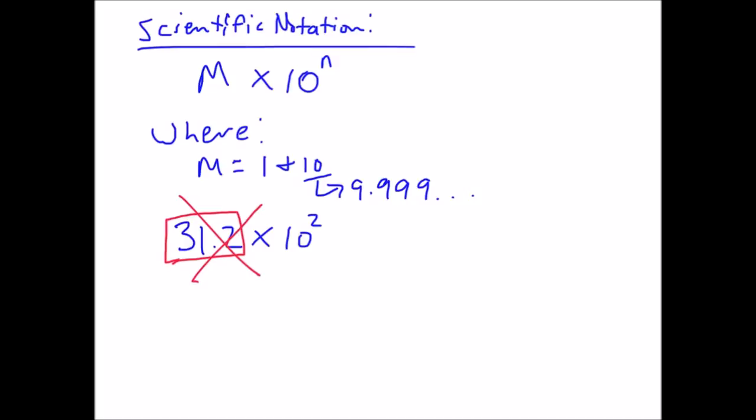n is the exponent, and it's equal to the number of times that the decimal point was moved.